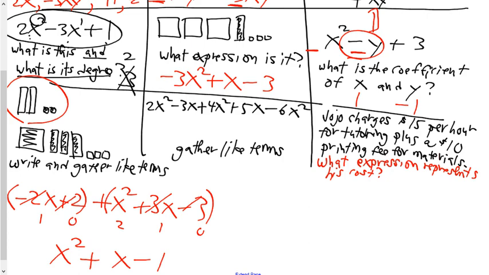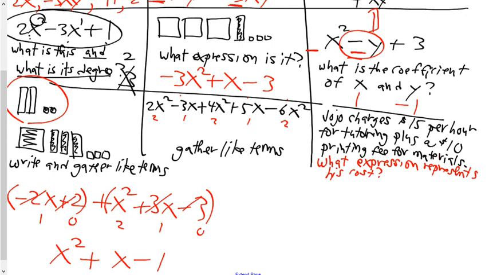Our last question says gather like terms. We have 1, 2, 3, 4, 5 terms. Interesting, I didn't write any constants. There are no constants, just terms. Degree of 2, degree of 1, degree of 2, degree of 1, degree of 2. Look at my degrees of 2. They're all like terms, every one of them.